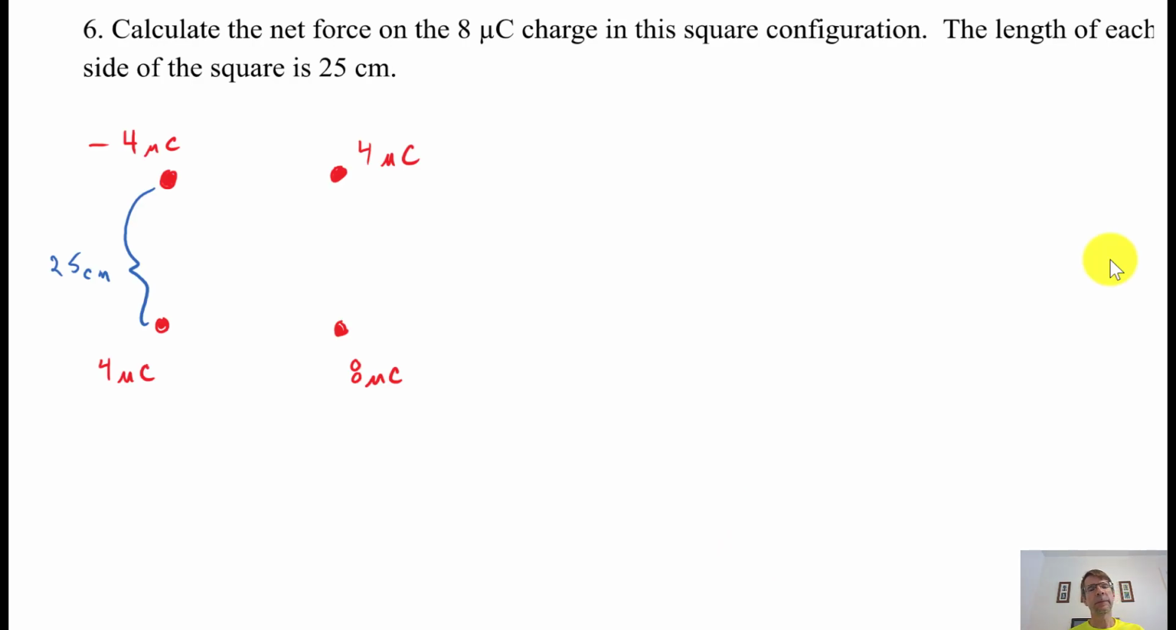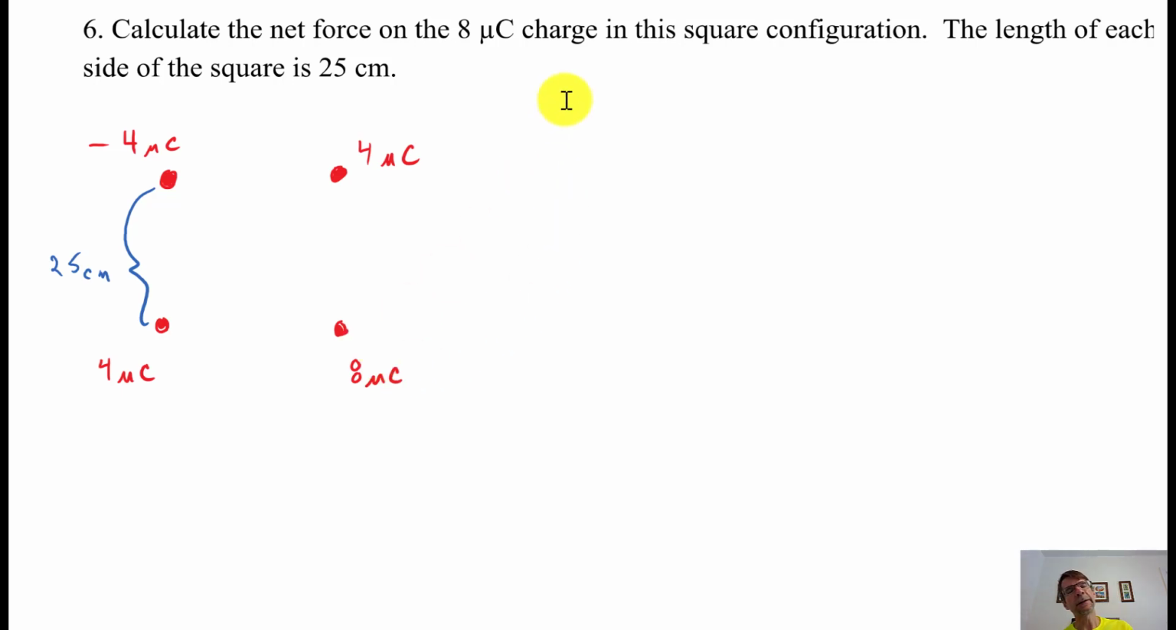Okay. So we have this square configuration of 4 charges. Here we have in the lower right-hand corner the 8 microcoulomb charge, which they're asking you about. And then we have a positive 4, a positive 4, and a negative 4 microcoulombs. Those are all micros. And we want to find the net force on the bottom right corner.